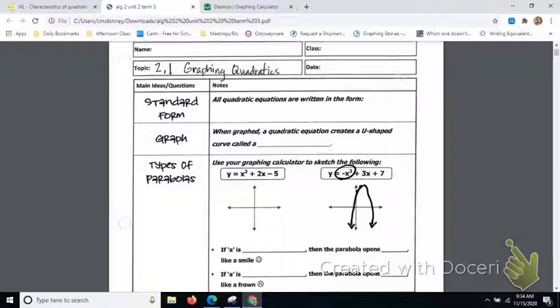So those were not meant to be super accurate graphs, just to show us some basic things like the up and down, the way it opens.